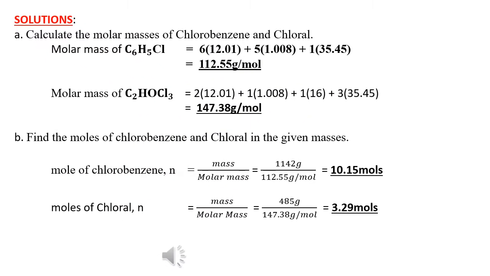This part shows calculations of molar masses and number of moles of chlorobenzene and chloral. The approach remains the same, as earlier discussed. Multiply atoms by respective atomic masses.